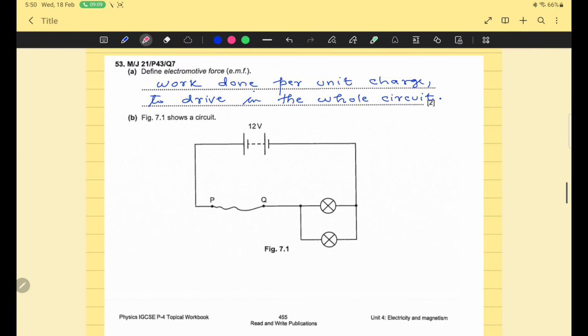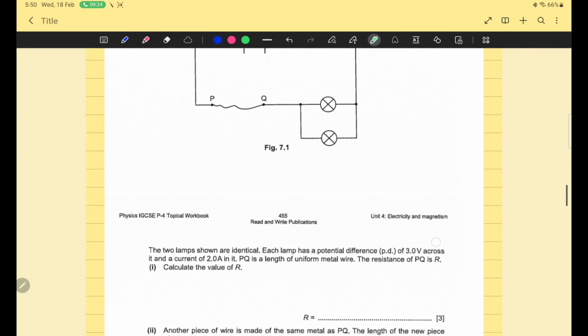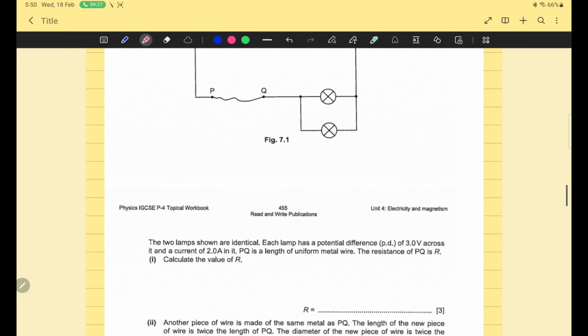Acha ji, this is another question, June 2021. In this question, sir, two lamps are connected in parallel, and this is a resistance wire PQ. PQ is a resistance wire which is connected in series. The two lamps are identical. Each lamp voltage is 3 volt. Sir, we are given that the current is 2 ampere.